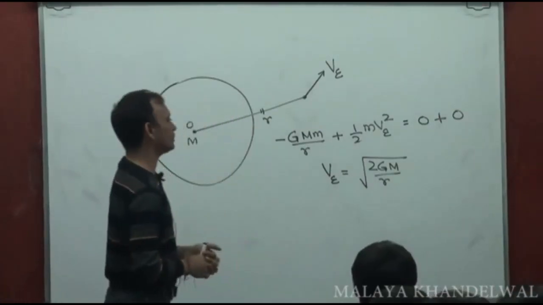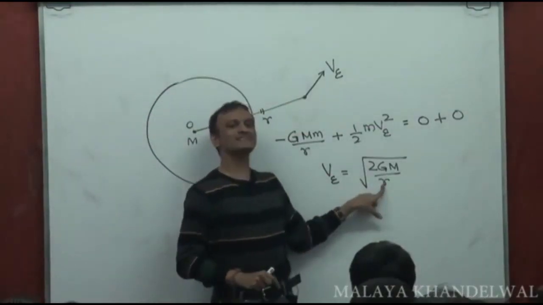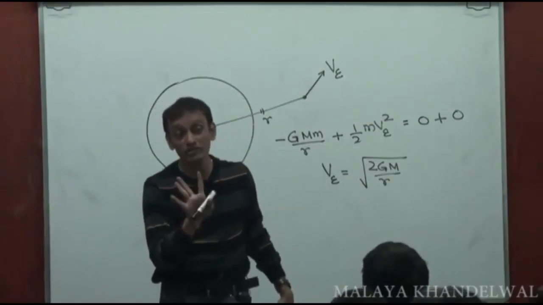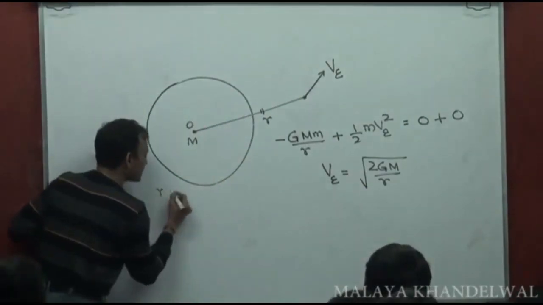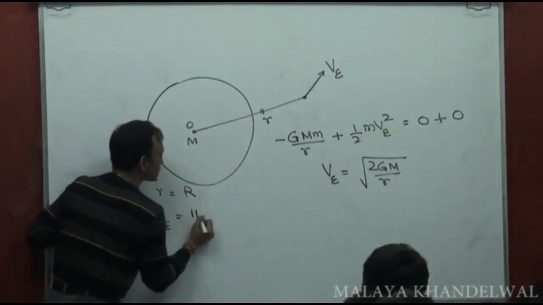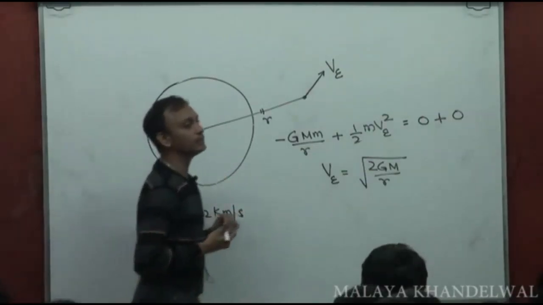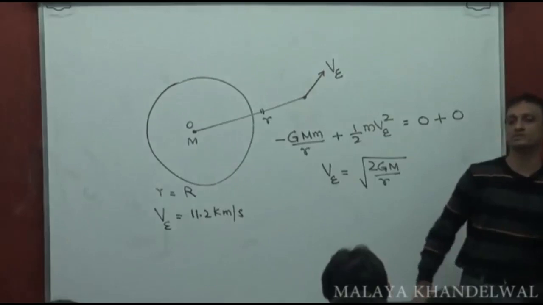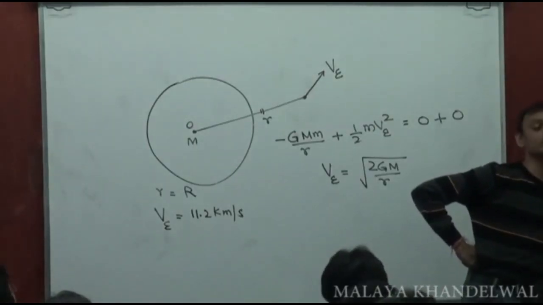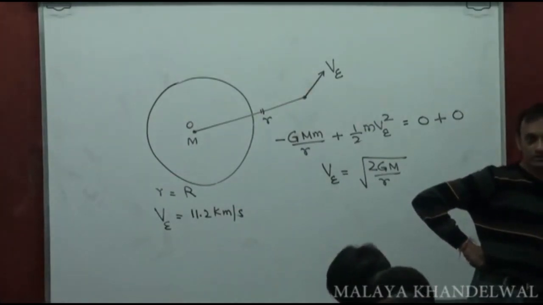Which means now another number which you might want to remember: if small r is capital R, then that's the escape velocity from the surface of the Earth, right? If small r is capital R, then V escape on the surface of the Earth will turn out to be 11.2 kilometers per second. That's the escape velocity from the surface of the Earth. 11.2 kilometers per second.